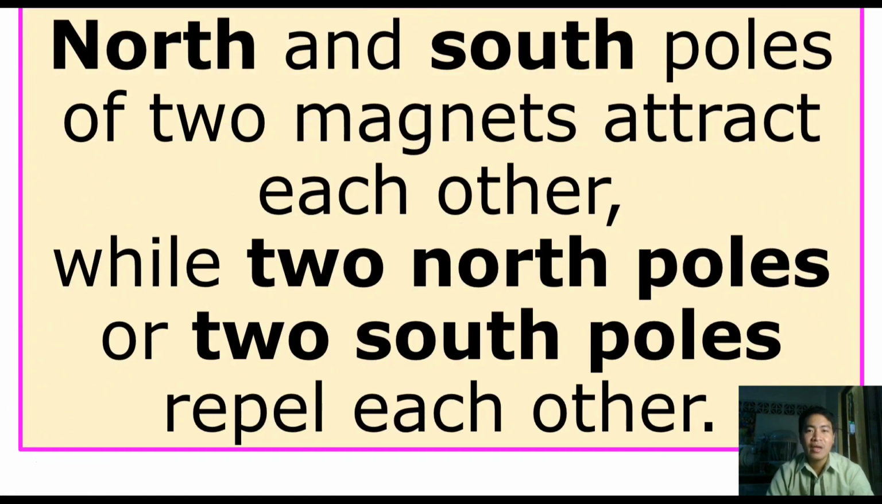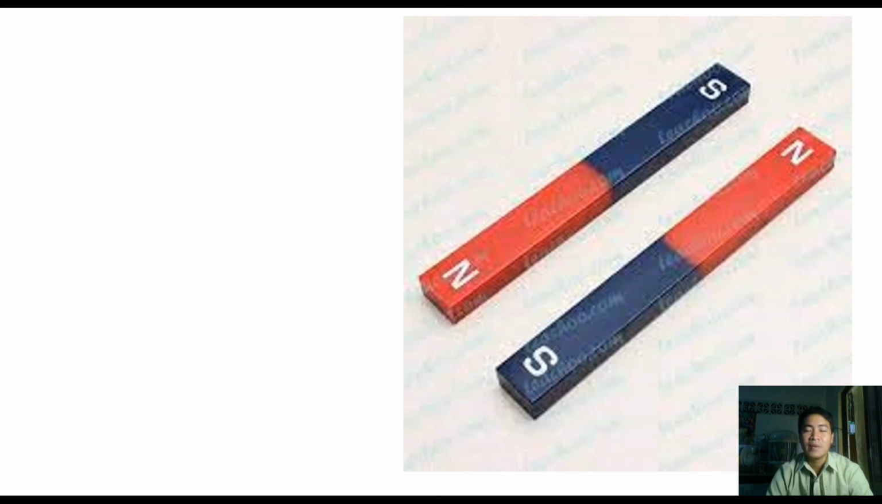Then we have here the north and south poles of two magnets attract each other. So always remember that the partner of the north pole is the south pole, and they can be attracted together, while two north poles or two south poles repel each other. Meaning to say, they cannot be attracted, they repel each other. They are being pushed apart, while if the north and the south are together, they are attracted.